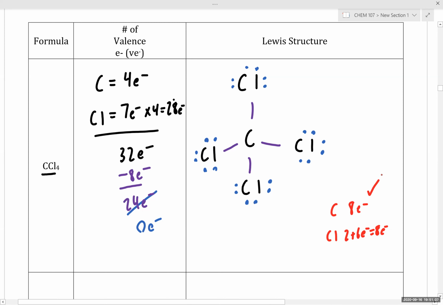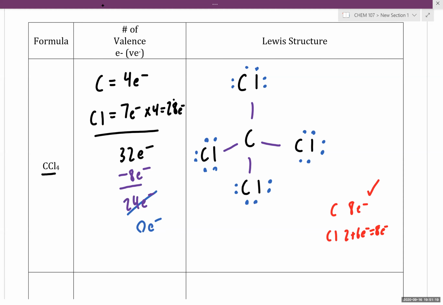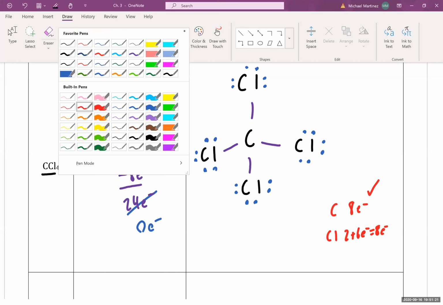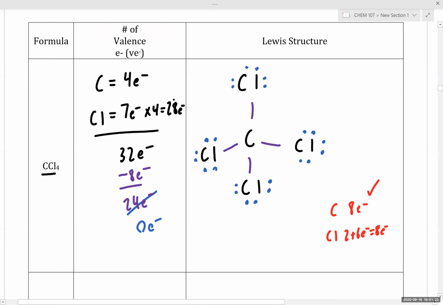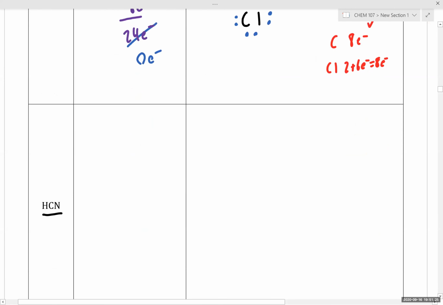Is that correct? Did I do everything correctly when I'm counting? Does this look okay to everyone? Yes. Perfect. So this is the complete structure for carbon tetrachloride. So let's look at another example, hydrogen cyanide.